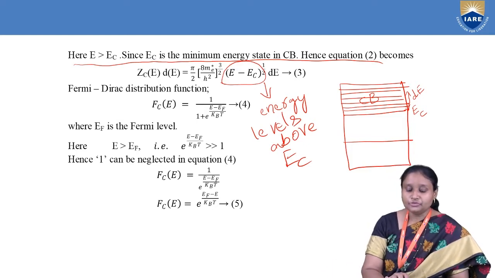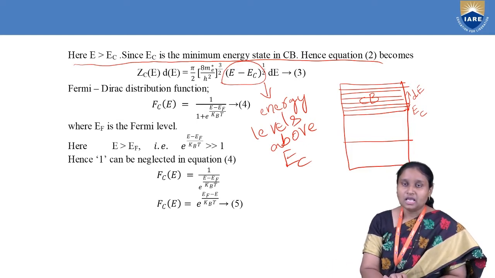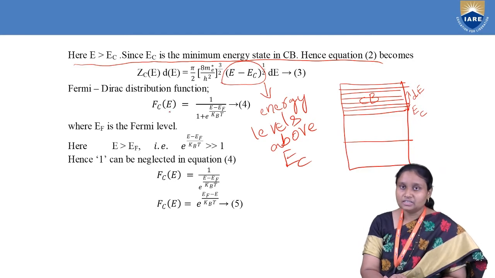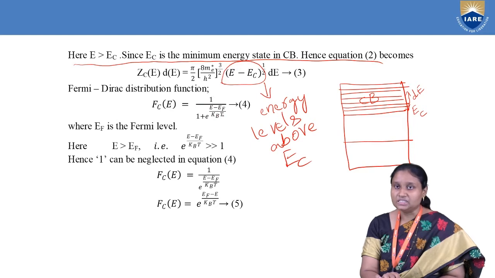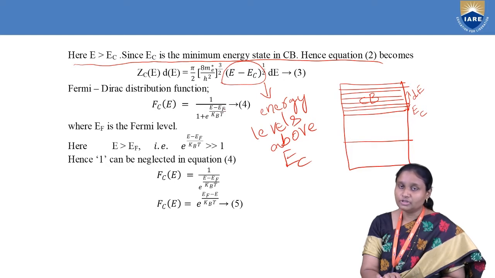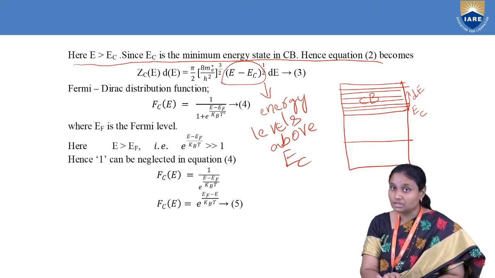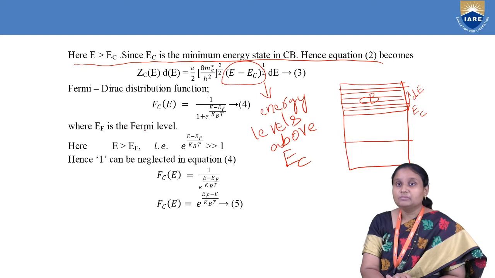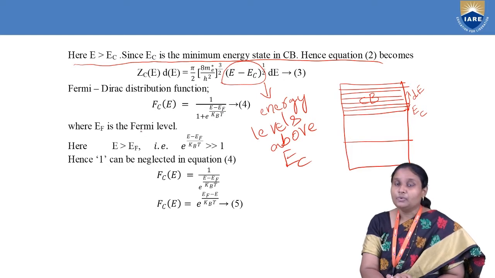Then coming to the Fermi-Dirac distribution function. The expression for the Fermi-Dirac distribution function in the conduction band is given by 1 over 1 plus exponential of E minus EF by kBT. So what is EF? I think we have already discussed EF in our previous video, where we introduced semiconductors. EF is nothing but the Fermi level. And what is the Fermi level?